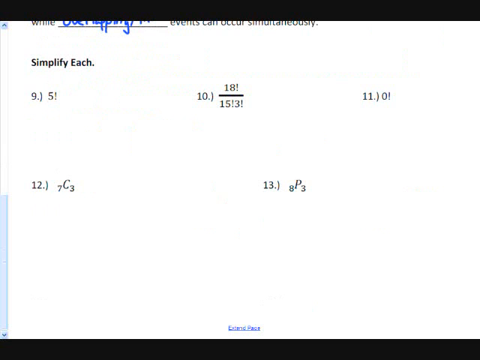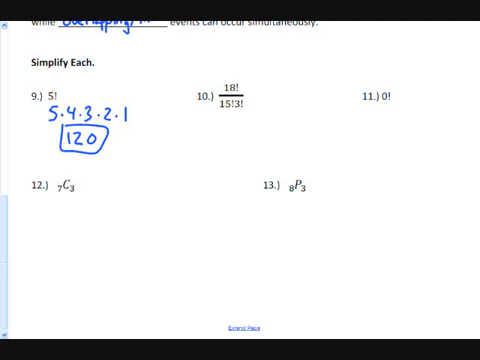For these next couple, it just asks us to simplify these problems, and we just have to be familiar with what each of these things mean. The first thing, it says 5 factorial. Remember that the exclamation point means 5 factorial, which means I do 5 times 4 times 3 times 2 times 1. I just have to multiply all these together, and that gives me 120. And that's it.